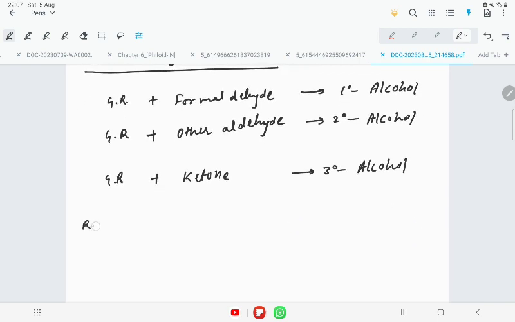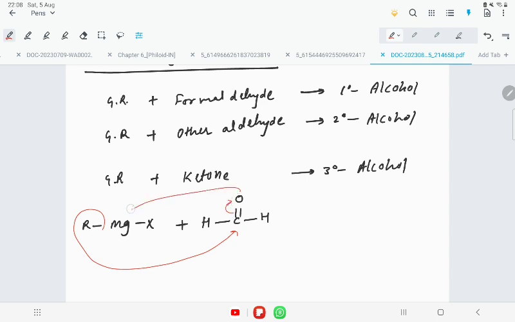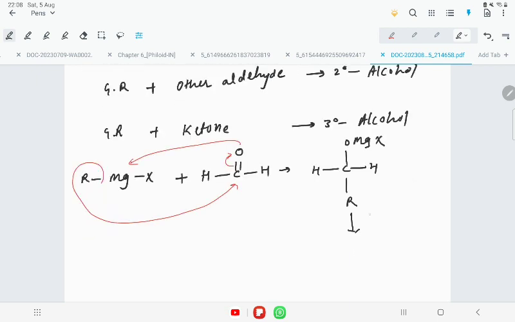So here, if you are having RMgX and formaldehyde, HC double bond O, and this is H. Student, what you are going to do is this R is going to attack here, so this bond will shift here, so this will attract this one. So here you are going to get the intermediate. What is the intermediate? H, C, H, and downside it is R, and here is O, this is Mg and X. Dear student, here you are treating with HOH.